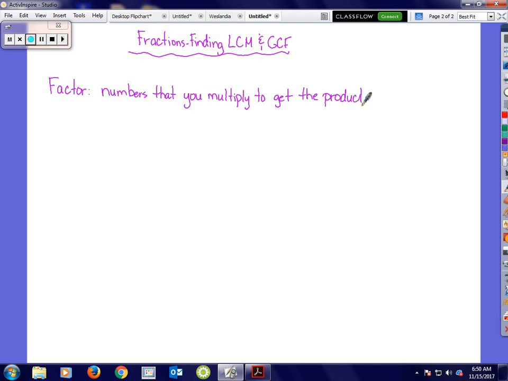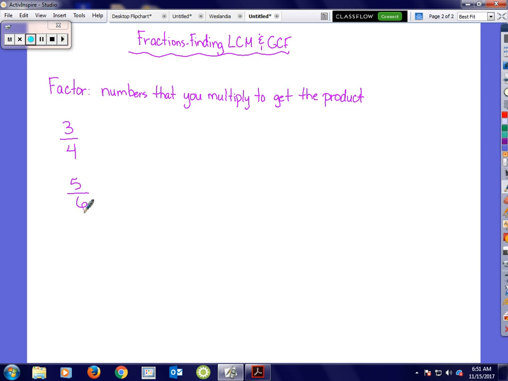So finding the greatest common factor helps us when we're trying to find equivalent fractions. But let's just say I'm looking for greatest common factors, if I have a number that is like 3/4 and then I have 5/6.